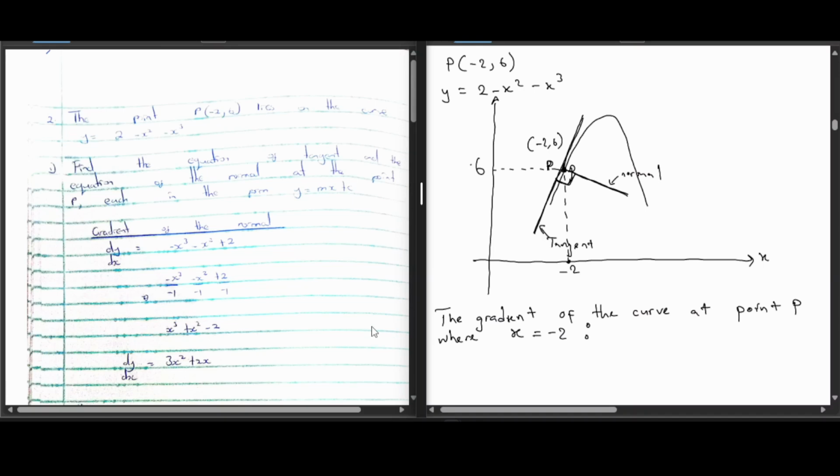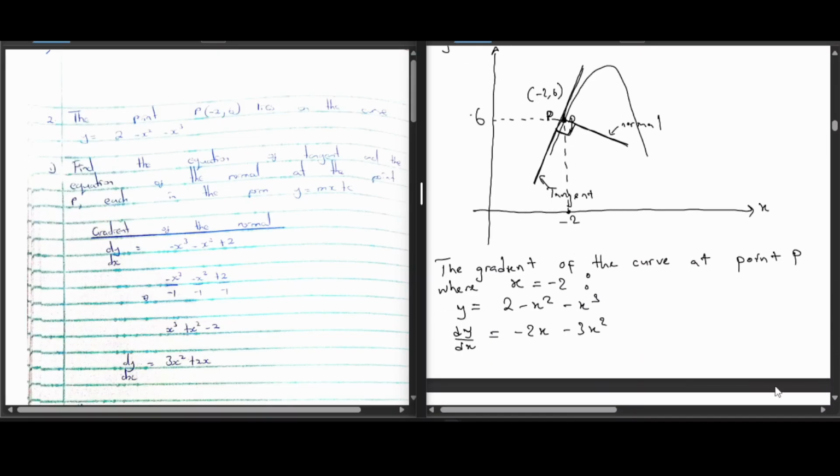Okay, so here we know that y = 2 - x² - x³. What is the gradient function? dy/dx. So here it's easy. The gradient of a constant is 0. Then from the 2, we get -2x to the power 2 - 1, which is just 1. Then from the 3, we get -3x to the power 3 - 1, which is 2. So we get -2x - 3x². That is the gradient function.